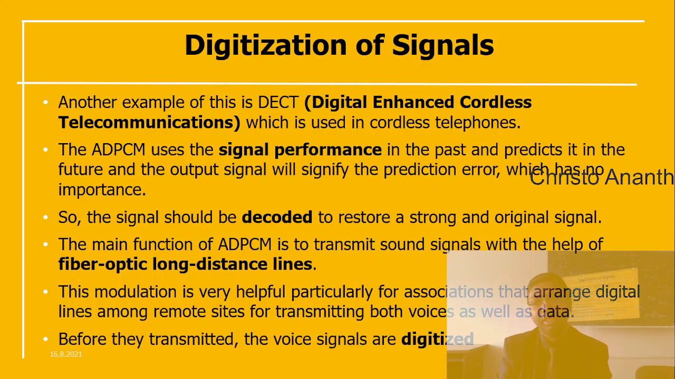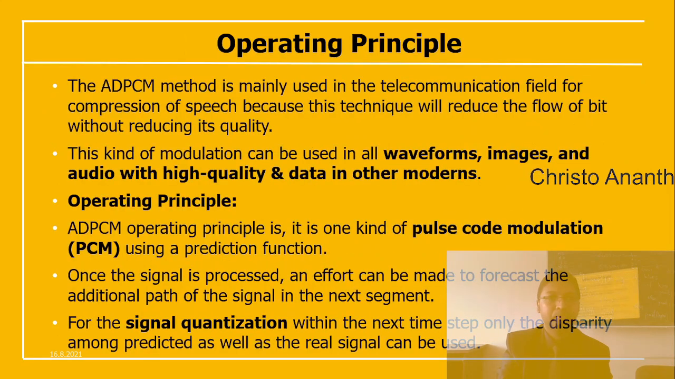So the main function of ADPCM is how you try to transmit the sound signals with the help of fiber optic long distance lines. So this modulation is very helpful, especially for arranging the digital lines among remote sites for transmitting both voice as well as data. Okay. So before they are transmitted, the voice signals are digitized. So this ADPCM method is used in the telecommunication field for compression of speech signals, because it will reduce the flow of bits without reducing the quality.